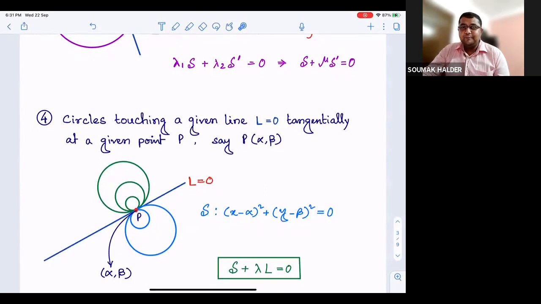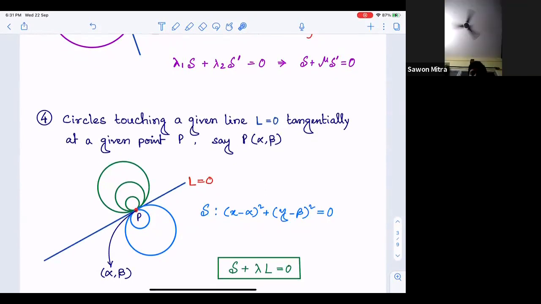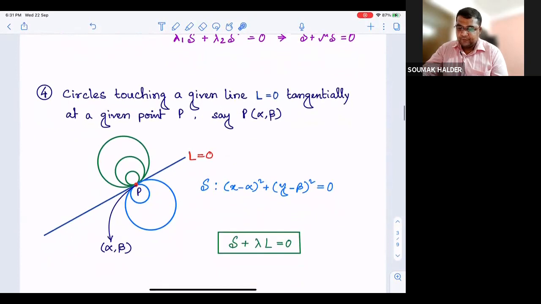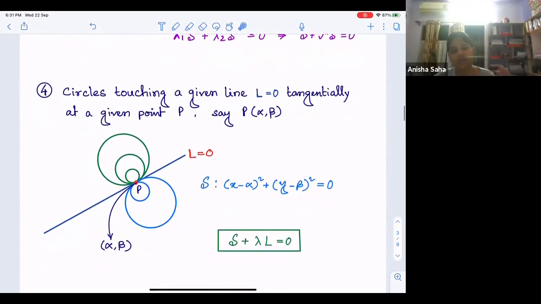Okay with everyone? Yes, sir. So all the descriptions are clear for all? So can you explain the fourth one again?